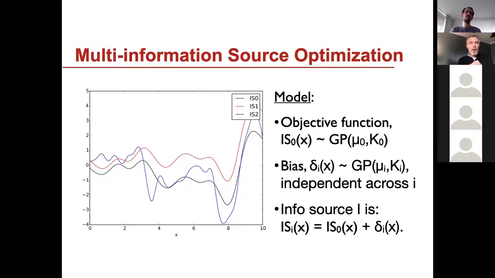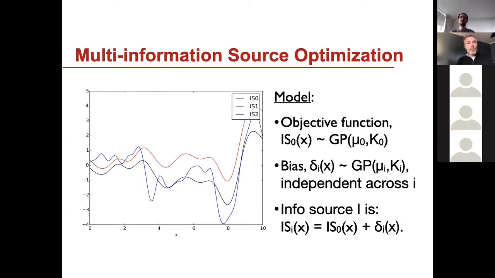So if I were somehow able to figure out, maybe through one or two evaluations of the true objective function and consistent evaluations of information source one at those two points, that information source one had a constant bias, then information source one would be really useful for optimizing, because I could just take the value, subtract off the bias, and that would be a really good estimate for the true objective function, and would be much easier to evaluate.